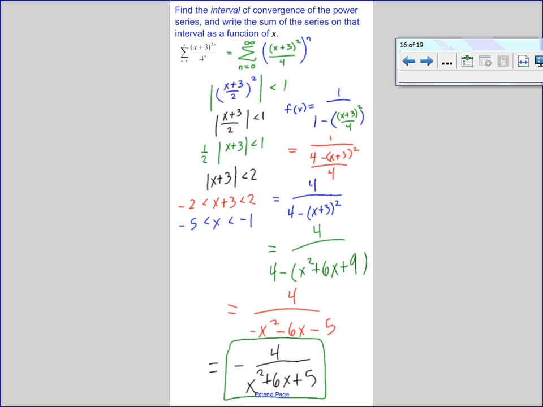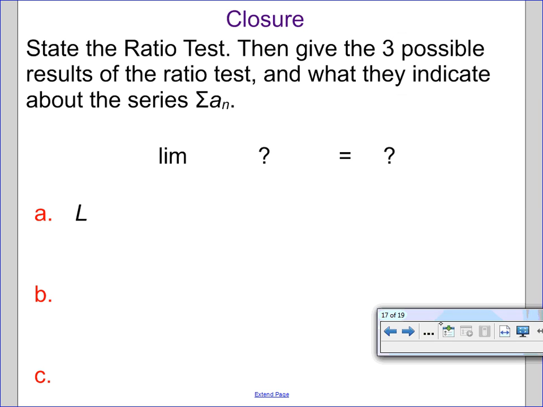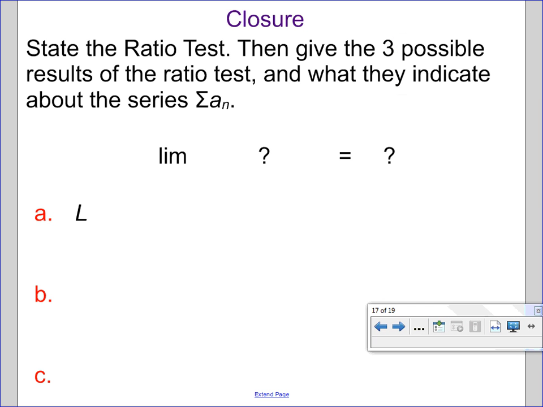Wow. We're about ready to close it up. So let's take the ratio test. I made space, so we'll go ahead and take the ratio test, and then the three possible results of that ratio test and what they indicate about the series. I'll go ahead and pause it while you guys do that, and then we'll come back and share.